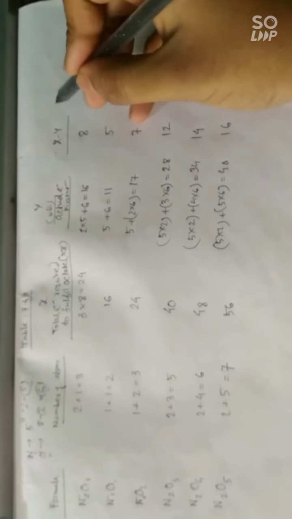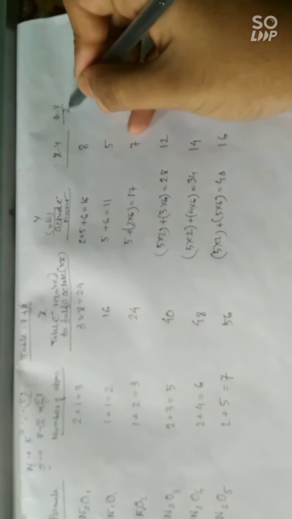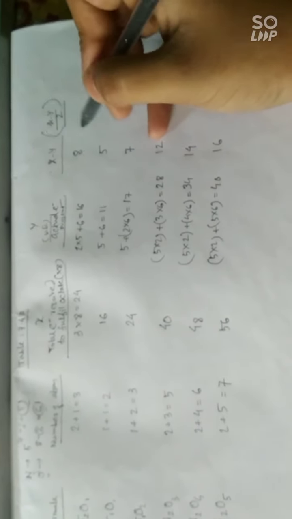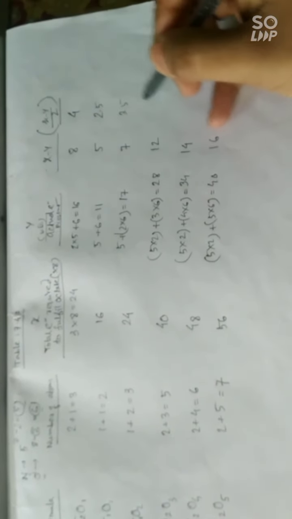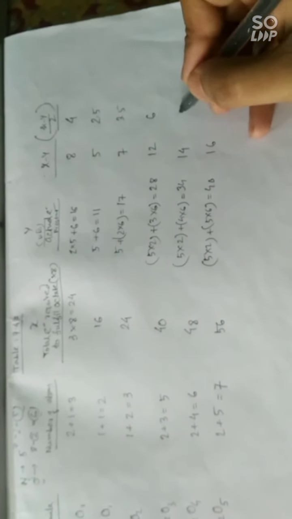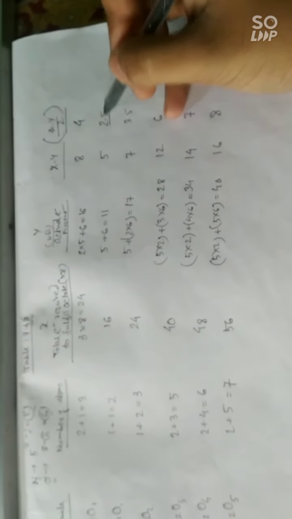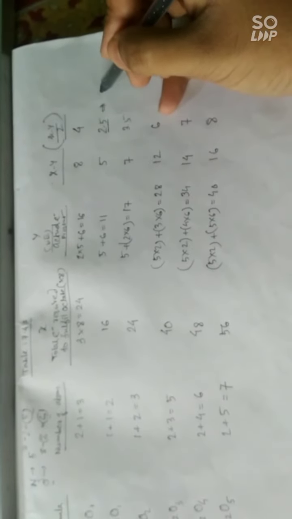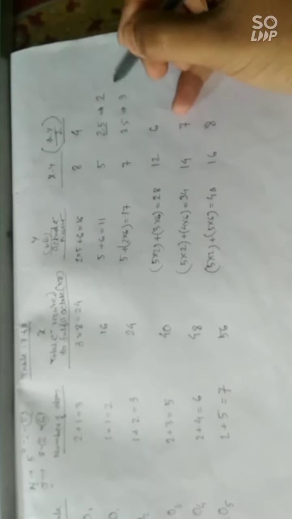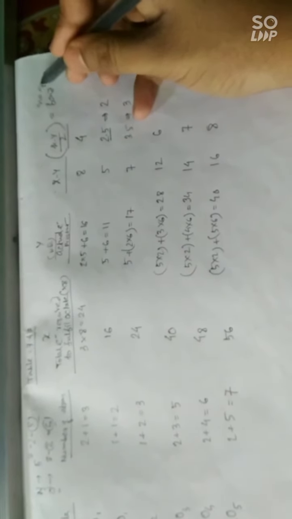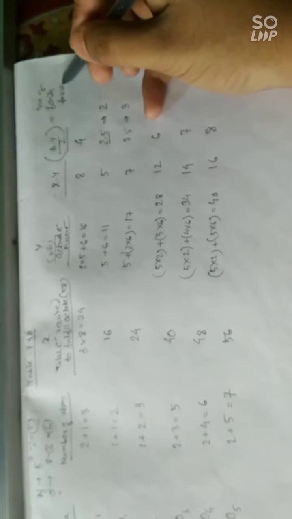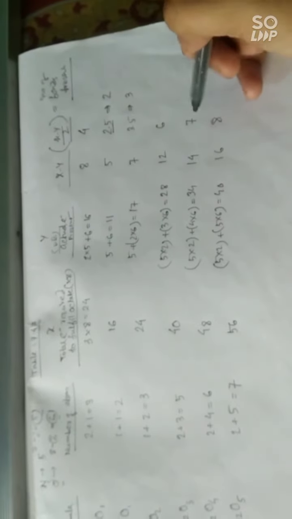Then what will we do? We simply divide x minus y by 2. 8 by 2 is 4, 5 by 2 is 2.5, 7 by 2 is 3.5, 12 by 2 is 6, 14 by 2 is 7, 16 by 2 is 8. We'll take the least whole number, so it will be 2, it will be 3. These are the number of bonds present in that structure: 4, 2, 3, 6, 7, 8.